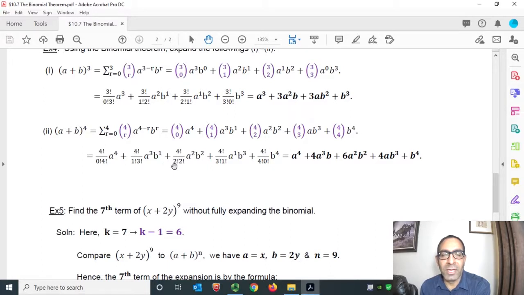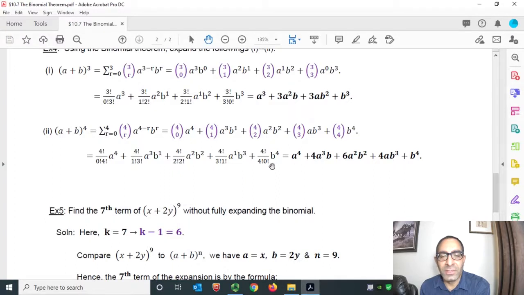Then 12 divided by 2 is 6. So we have 6 here in the third term, a squared b squared, plus the fourth term. Here we can again write 4 factorial as 4 times 3 factorial and cancel the 3 factorial in numerator and denominator. And we know 1 factorial is 1. So we have only the coefficient 4. So then 4 times ab cubed, which is here, the fourth term.